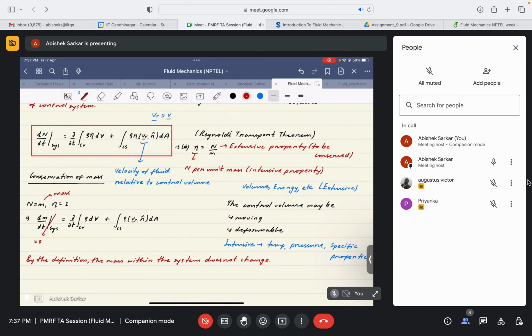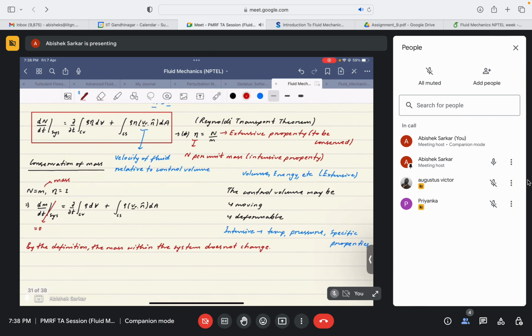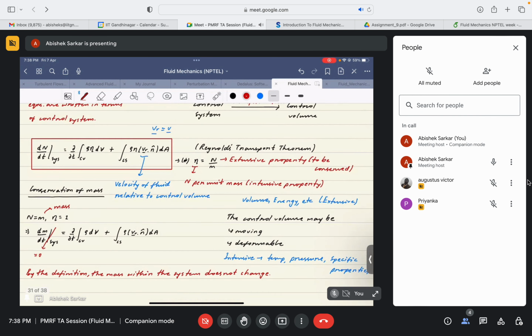So once I replace this, I get an equation of this form: del by del t of the integral over the control volume of rho dV, plus the integral over the control surface of rho (V_R dot n cap) dA. And why is dm/dt of the system 0? Could you please tell? Because in the system, the identity of the particles is fixed, and the mass also remains the same, right?